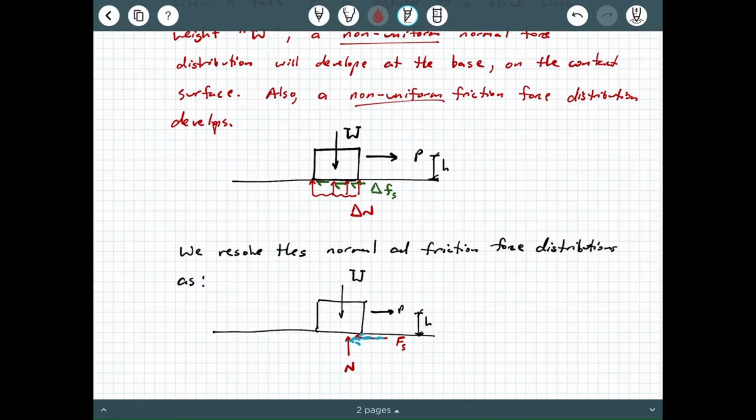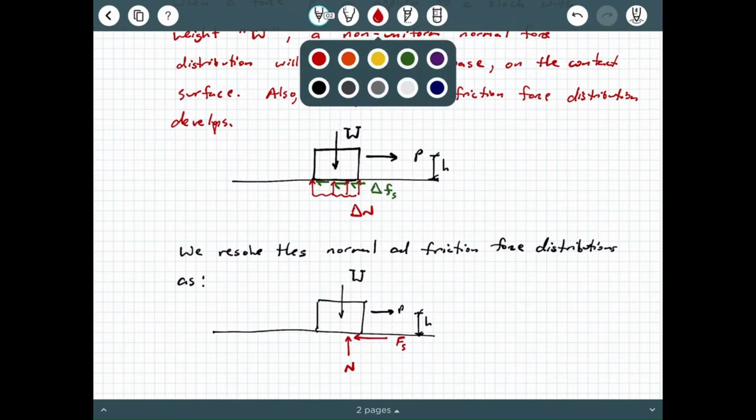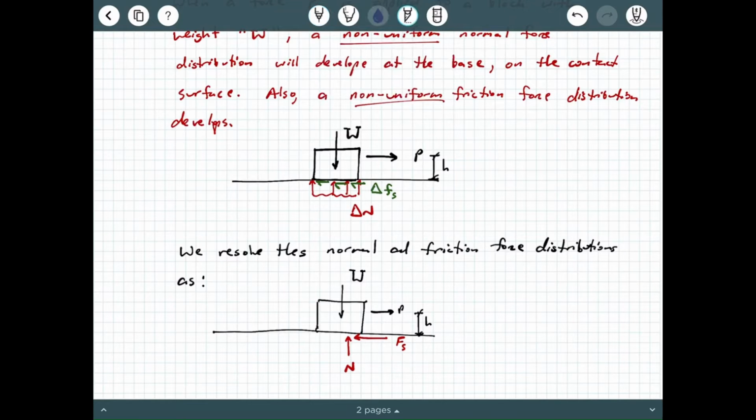Now notice that the friction force is pointing in the opposite direction that the block is wanting to move, okay? And that's what we commonly know as friction. It's a force that develops that opposes movement, okay? Now, one thing we need to notice is take note that this normal force is not on the same line of action as the weight W.